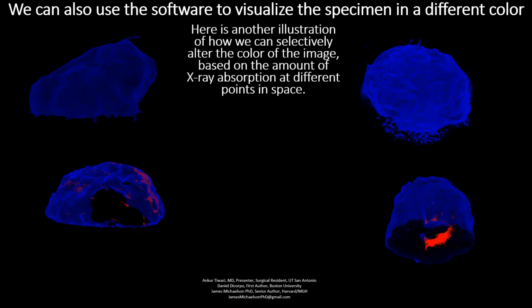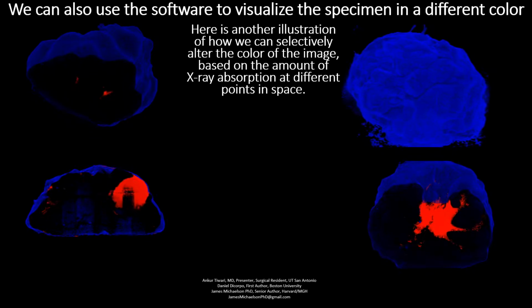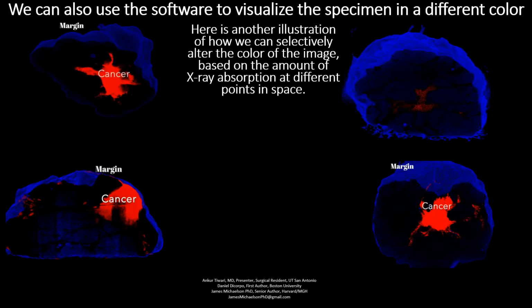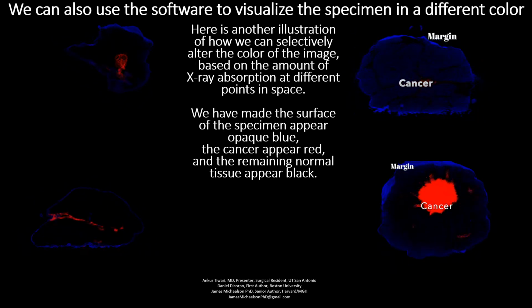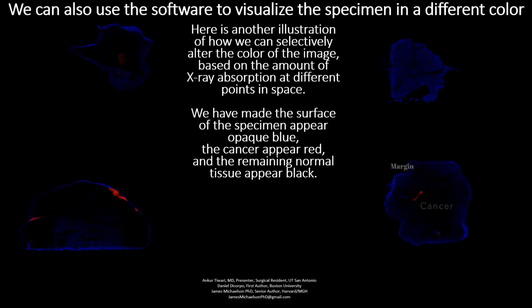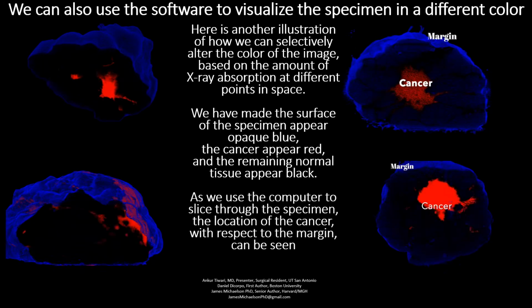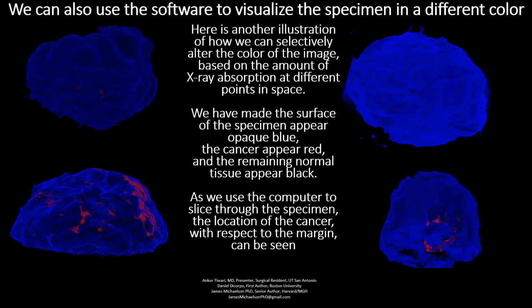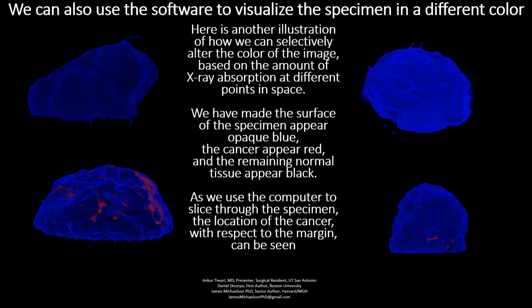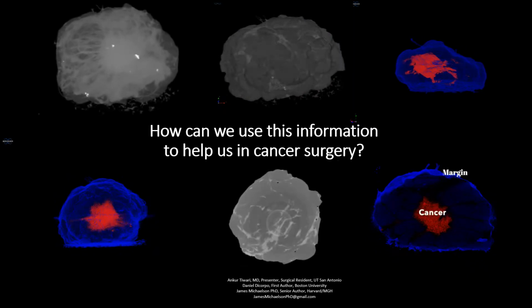Here is another illustration of how we can selectively alter the color of the image based on the amount of X-ray absorption at different points in space. We have made the surface of the specimen appear opaque blue, the cancer appear red, and the remaining normal tissue appear black. As we use the computer to slice through the specimen, the location of the cancer with respect to the margin can be seen. But can we use this information to help us in cancer surgery?